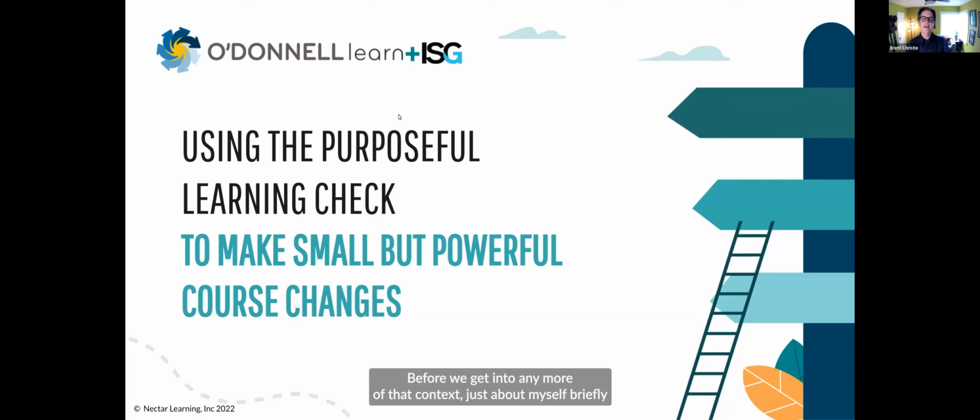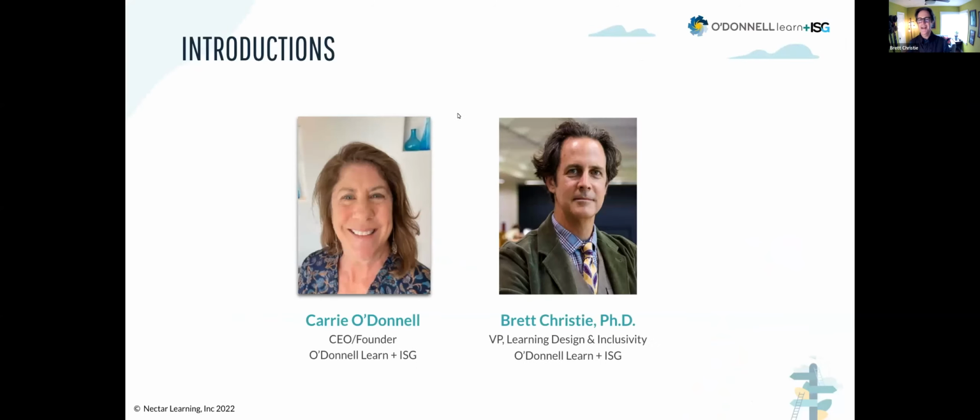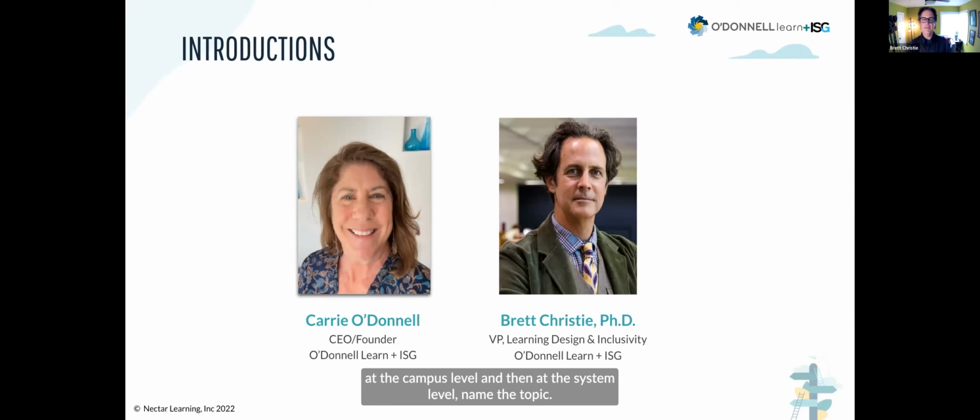Before we get into any more of that context, just about myself briefly, Vice President for Learning Design and Inclusivity at O'Donnell Learn. And I've been in that role now for coming on 3 years. Before that, 25 years where I worked in the Cal State system, originally going up through the faculty ranks as a faculty developer at the campus level, and then at the system level. Name the topic, and I've worked with people on it. I've worked on myself as an instructor as well. And so we're excited to share with you this framework that attaches to so many efforts that people do as they go to prepare and deliver their courses. I'll stop there and turn it over to Carrie.